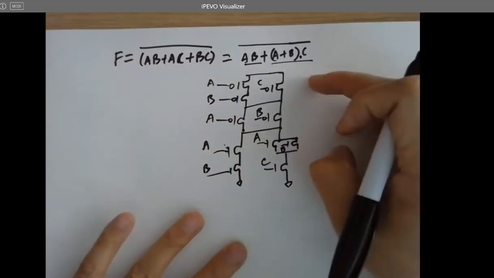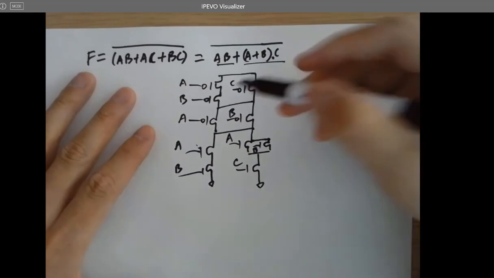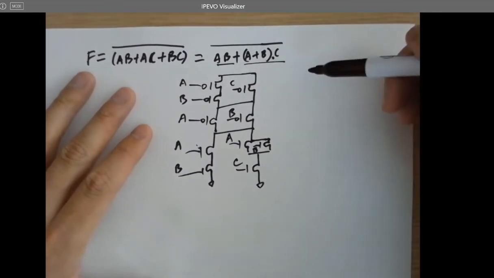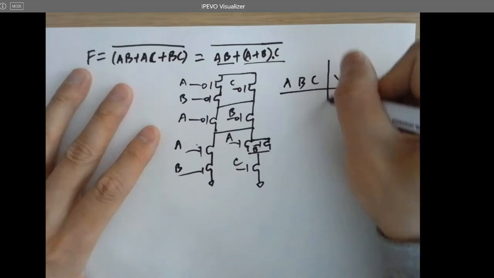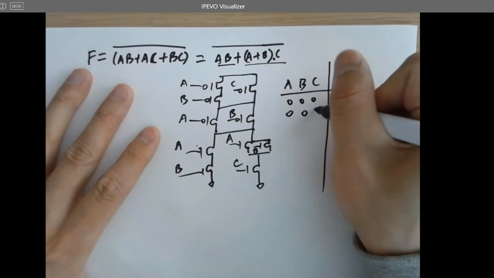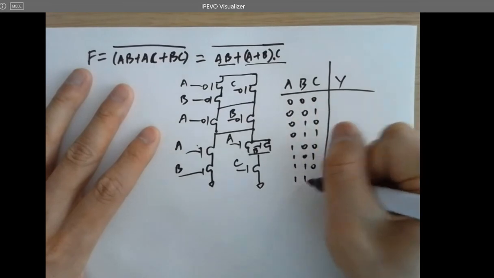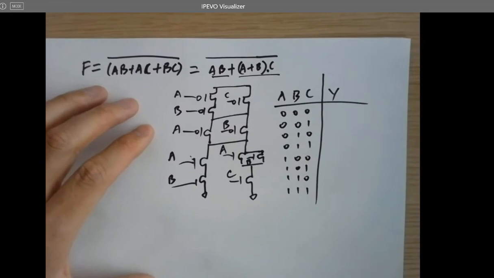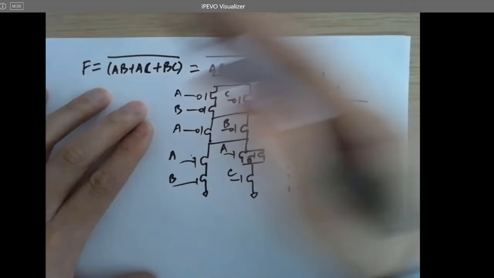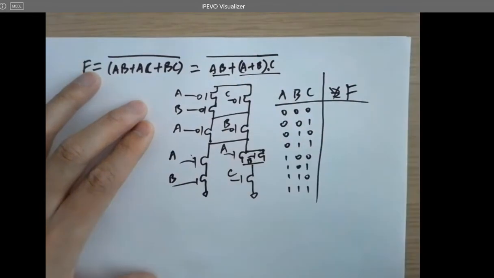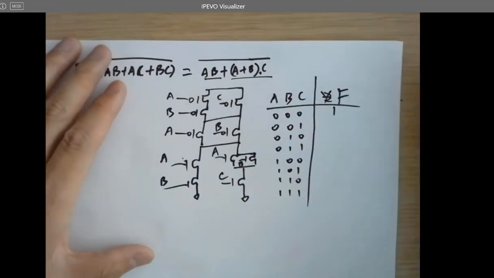If you want to verify the logic, you can list all the numbers in the truth table and verify it. Let's try a few values and see if that's correct, right? If you put 0, 0, 0 in this logic expression, so F, right? It's F, not Y. What is F? All zeros. It's going to be 0. Bar will be 1, right?